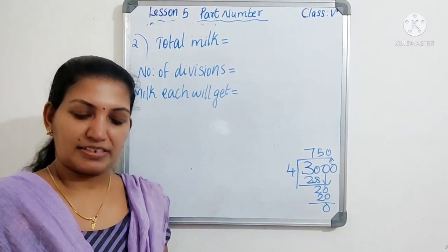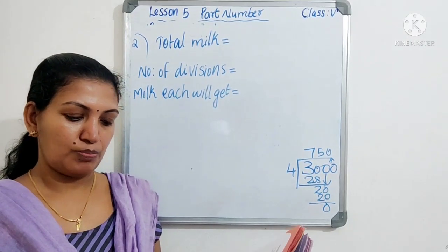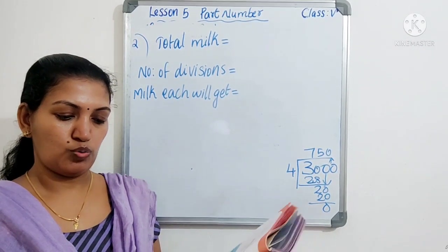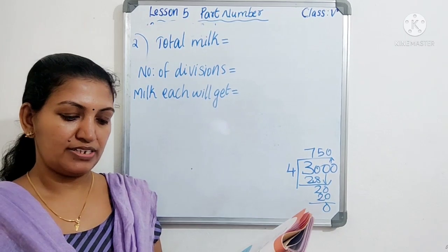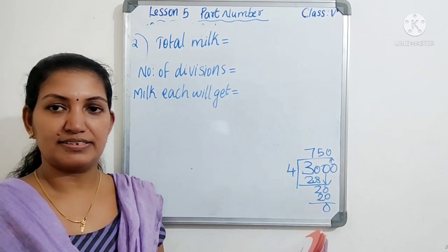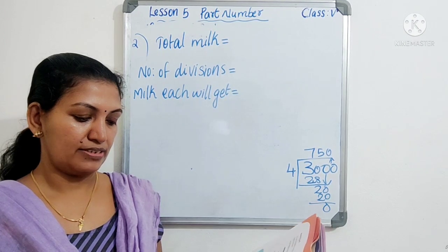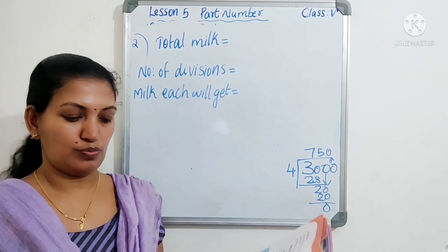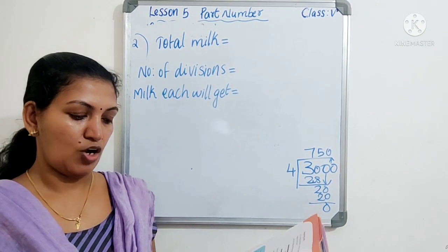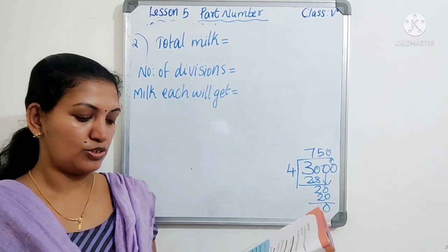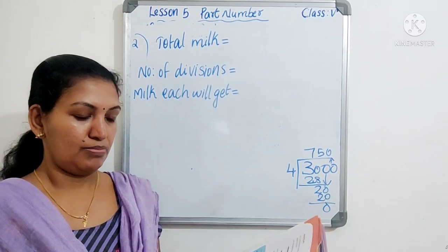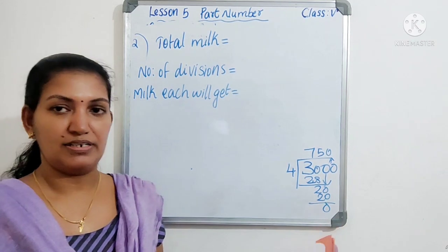Okay, next second question. If 3 liter of milk is divided equally among 4, how much of a liter would each get? How many milliliters is it? So here 3 liter milk is divided among 4 members. And how much does each one get? Also find in milliliter. Milk is given in liter. We have to find in milliliter also.